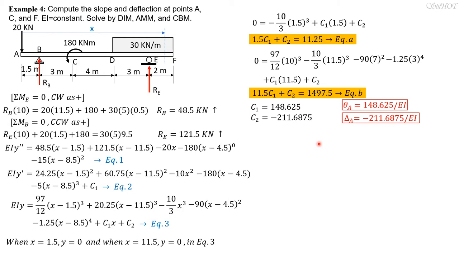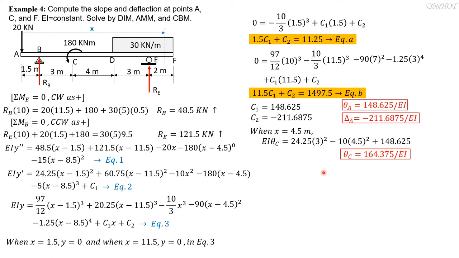So next is at C. So x is 4.5. When x is 4.5, we can compute theta C and delta C. So in equation 2, 24.25 times 3 squared, then ignore, minus 10 times 4.5 squared, 0, then ignore, plus c sub 1, which is 148.625. So the theta C is equal to 164.375 over EI.